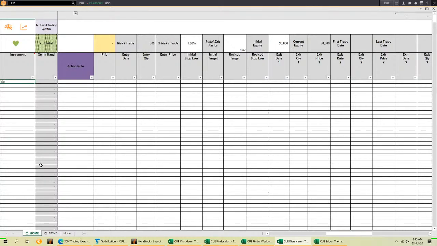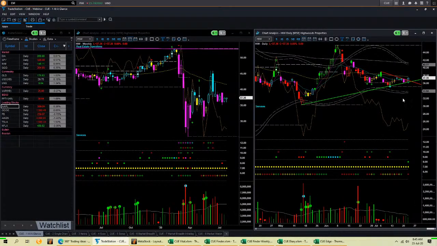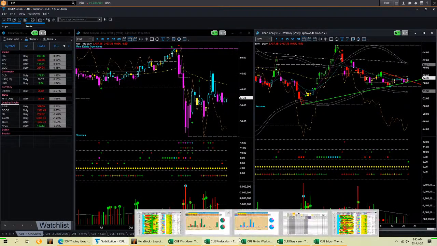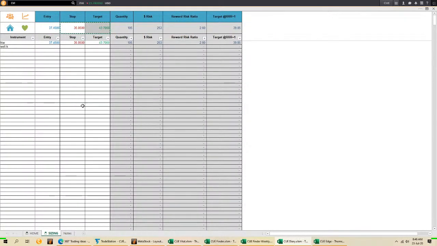So HIW is my symbol. My entry date yesterday, 22nd July. Entry quantity. Diary told me the entry quantity based on my initial equity of 30,000 assumption, 125. My entry price, what did I say? 37.30. I'm going to put it 37.3, and my initial stop and initial target that are already there in the sizing tab, I may copy that.